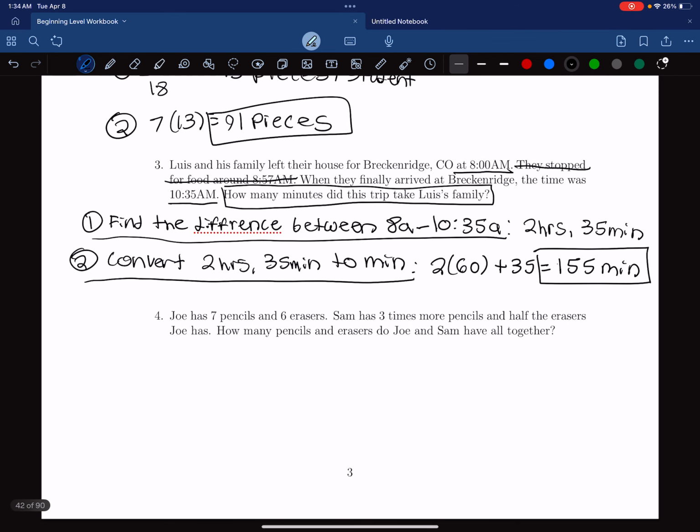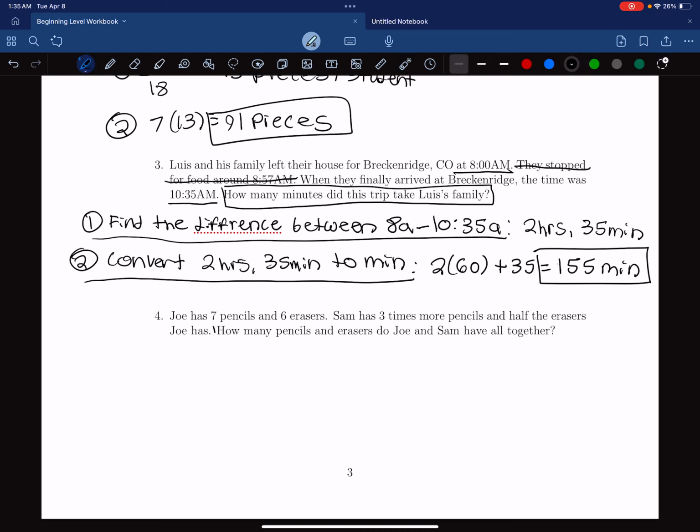Looking at example 4, I encourage you to pause the video and try this on your own. And assuming you have worked through it, let's talk about it together. It says Joe has 7 pencils and 6 erasers. Sam has 3 times more pencils and half the erasers Joe has. How many pencils and erasers do Joe and Sam have all together?